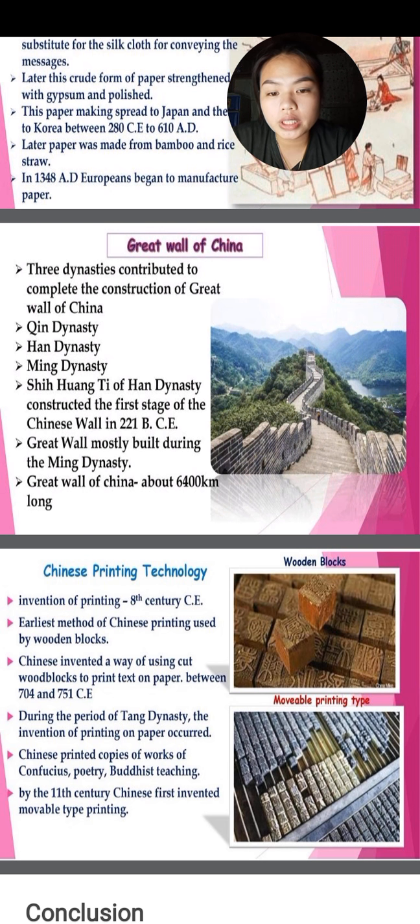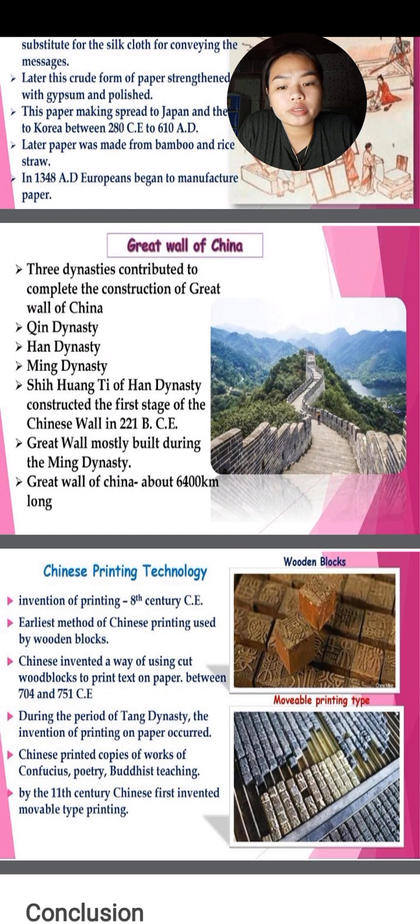So, the Chinese printing technology. The invention of printing in the 8th century CE. The earliest method of Chinese printing used wooden blocks. The Chinese invented a way of using cut wood blocks to print text on paper between 704 and 751 CE.